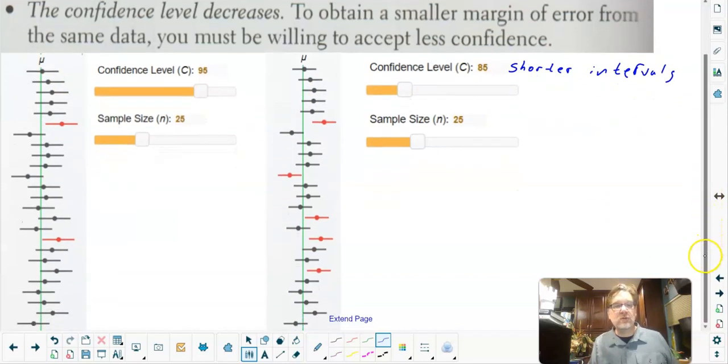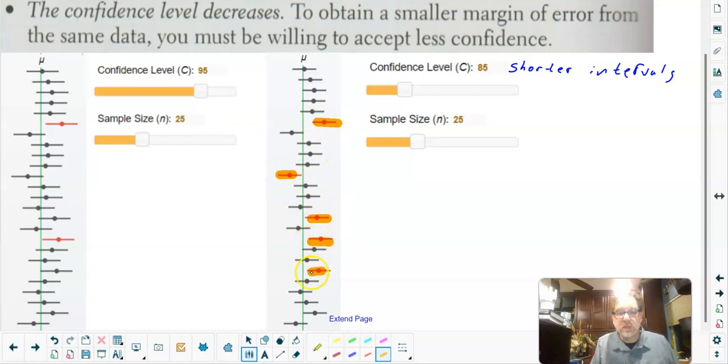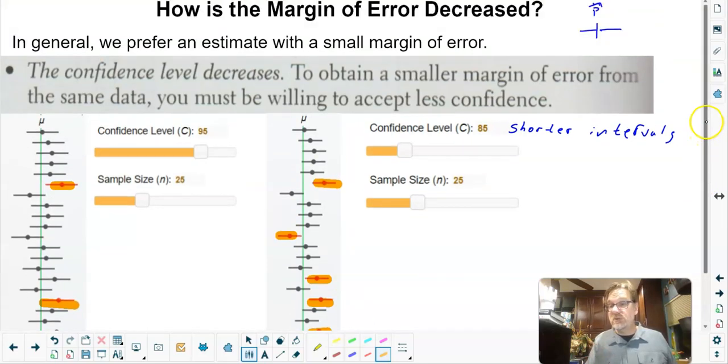But what happens also is, notice how many of these are no longer catching the true parameter, the true value that we want. Look how many of these are not capturing my true value. And on the left side, it was only 2. At 95%, we catch the true parameter much more than we do with a lower confidence level. Here, 95% of the intervals contain my parameter. On the right side, only 85% do. But we decrease the margin of error. So when it captures it, we know it captures it.